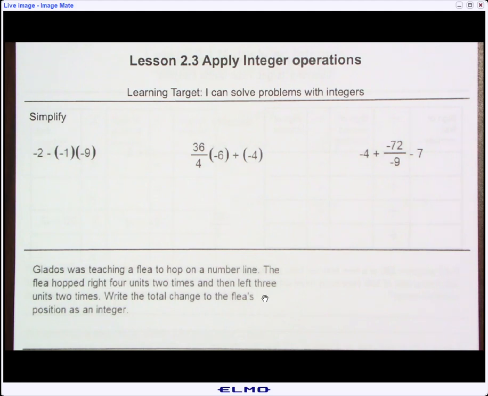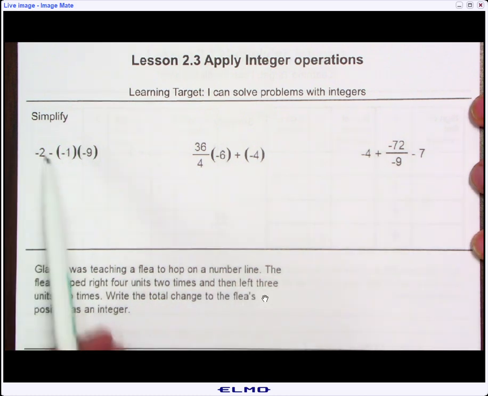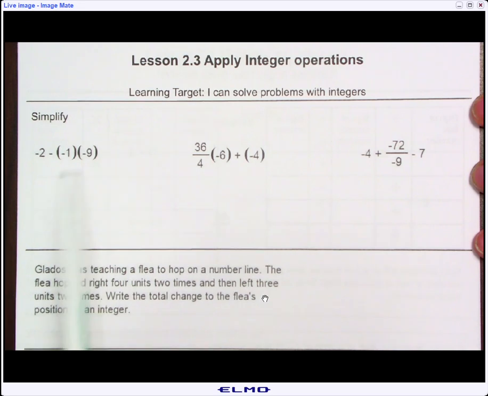This is lesson 2.3, apply integer operations. And really we're just going to do some PEMDAS problems with positive and negative numbers. So these are just some calculator problems that you need to look at. So you just put this in your calculator, see what you get, and then go ahead and check your answers.